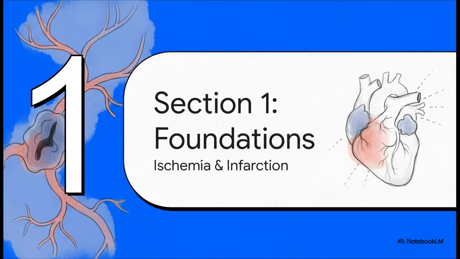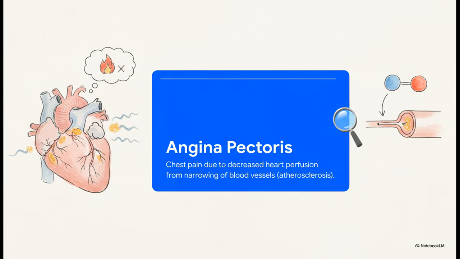Okay, first things first. We have to lay the groundwork and really understand the crucial difference between angina and a full-blown heart attack. So the most important thing to get about angina is that it's not the disease itself. It's a symptom. You can think of it like the heart's own alarm bell. It's screaming, hey, I'm not getting enough oxygen-rich blood down here. And that's usually because the arteries are getting narrow. That lack of blood flow, that poor perfusion, is what triggers that classic chest pain.